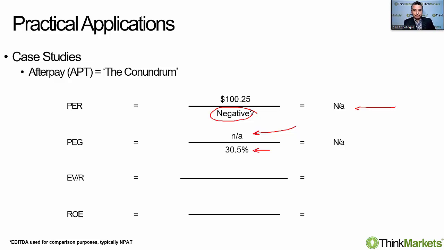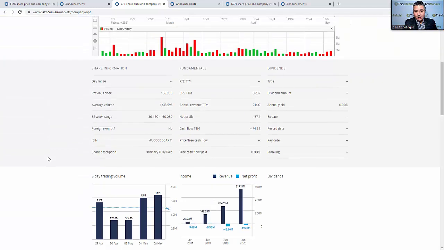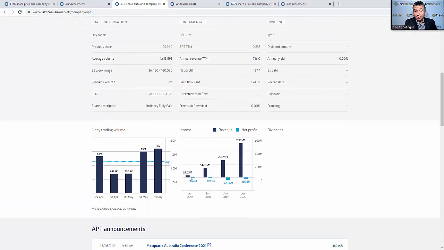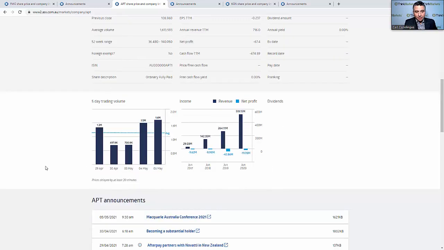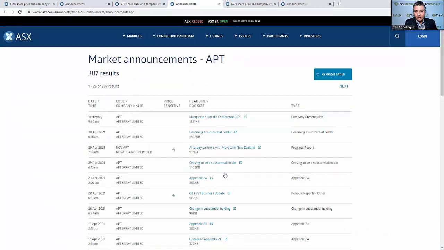Let's head there now. Okay, first up, the ASX website for Afterpay. This is where we can get the market capitalization. Let's call that 31 billion. And we can scroll down and see the trend in revenue growth, and also see that we're not quite having a net profit just yet. We also get the ASX announcements, where we can then locate all of the financial statements.